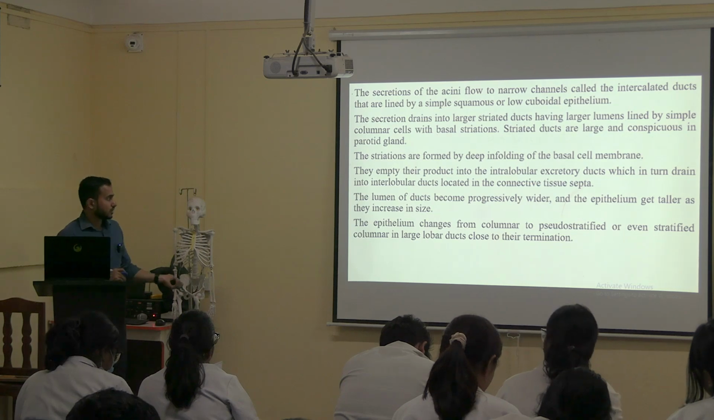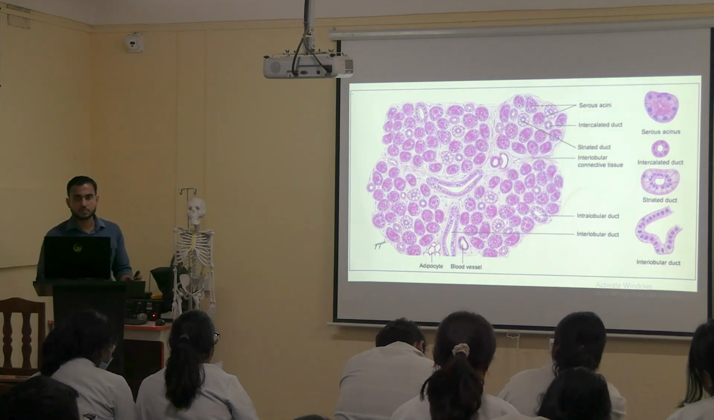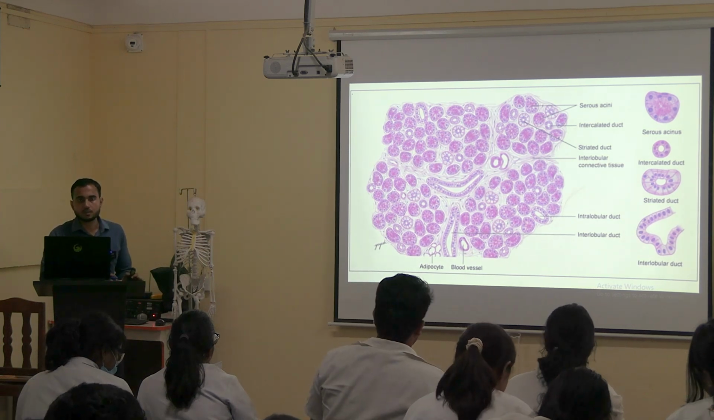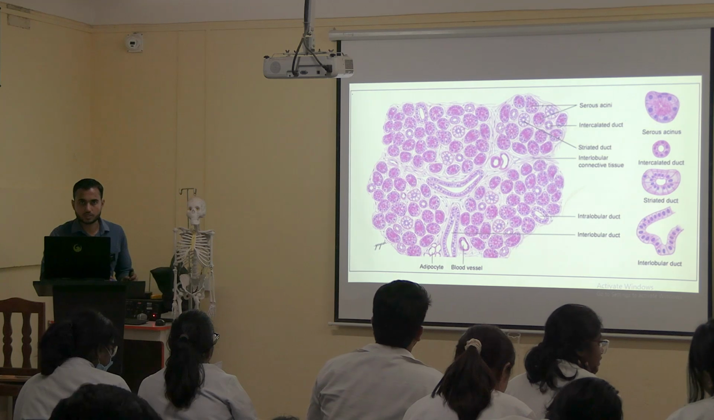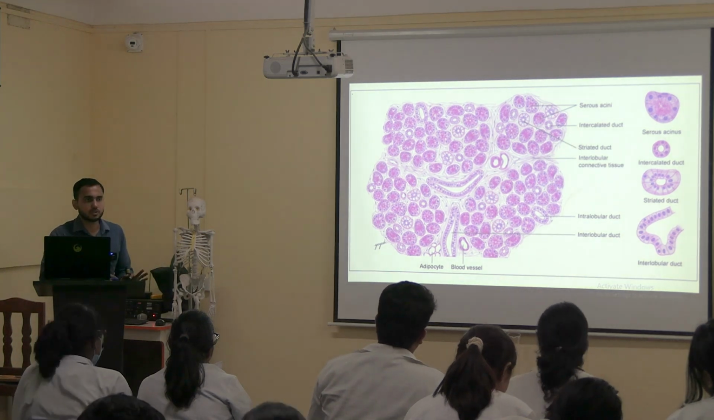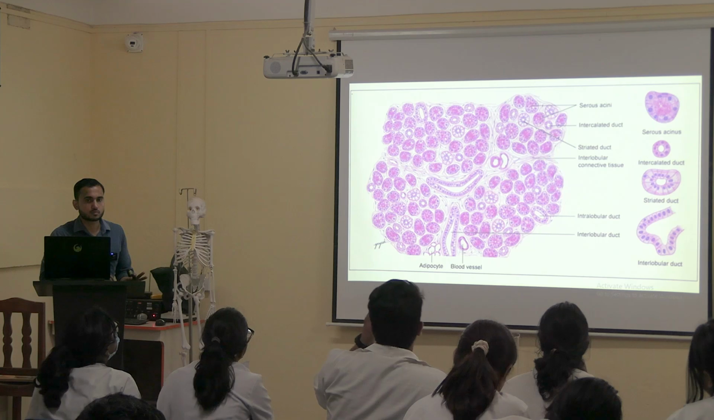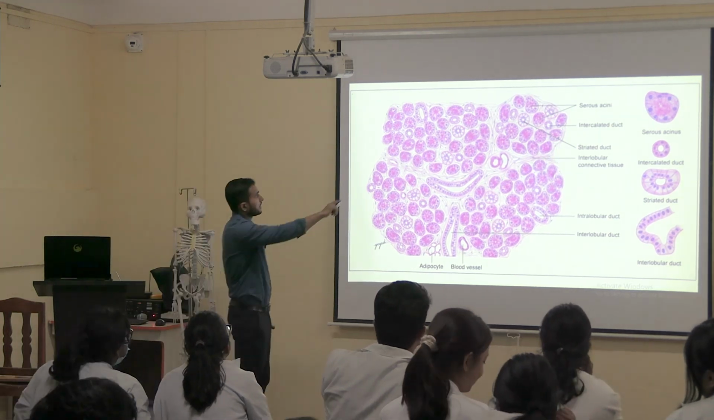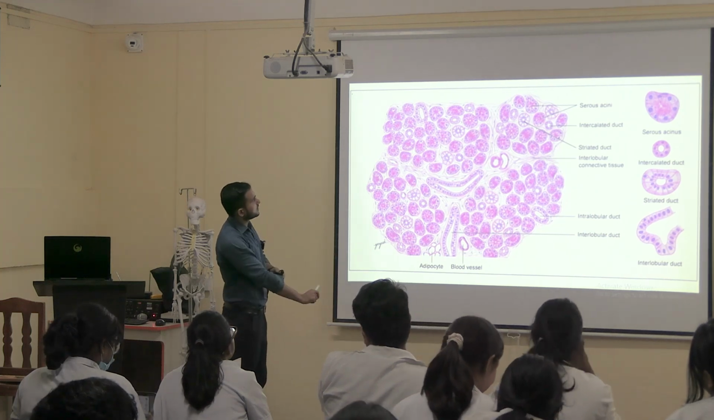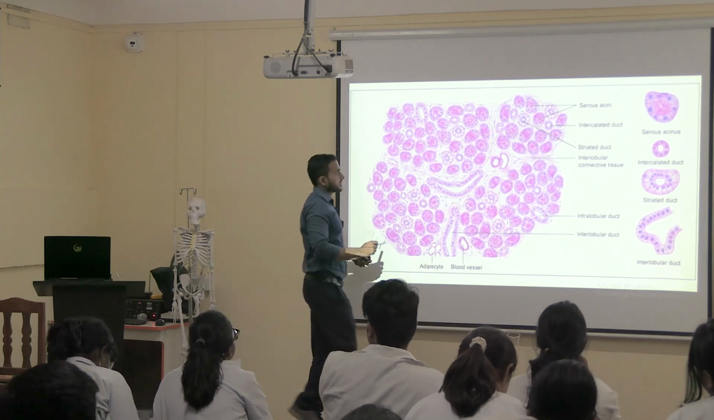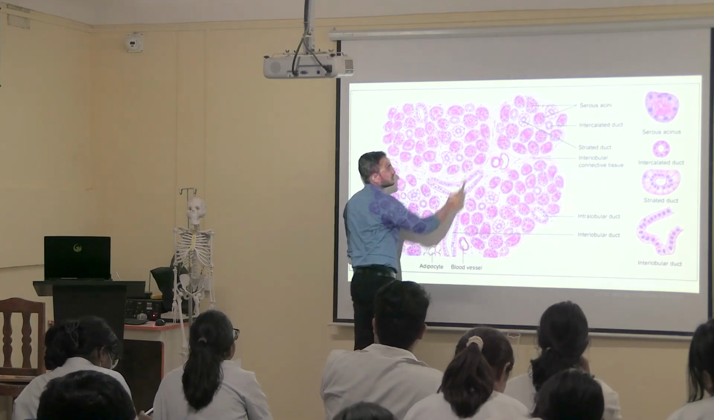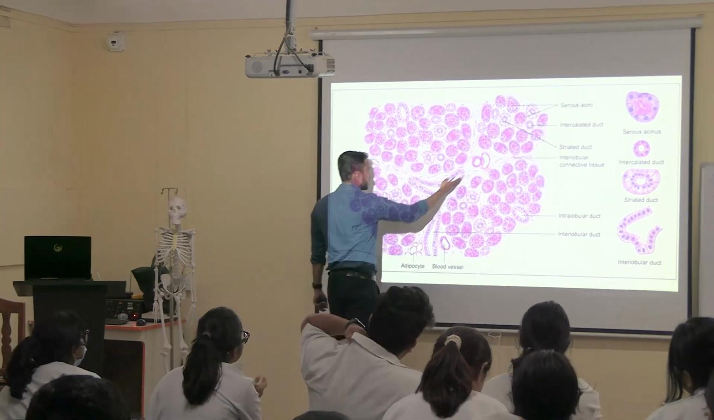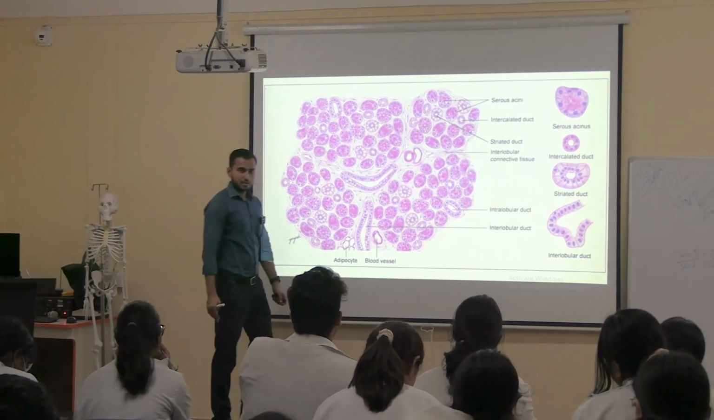Now here is the diagram. This is the schematic, drawable diagram. In this diagram you can see the microscopic structure of the parotid gland. ठीक है, तो इसमें क्या दिखाई दे रहा है बोलो? What can you see? देखो, in this the connective tissue capsule is not seen, but you can see the septa. Can you see the septa? ये देखो, this is one septa, this is one septa, then this is one septa, this is one septa. These are the septa.